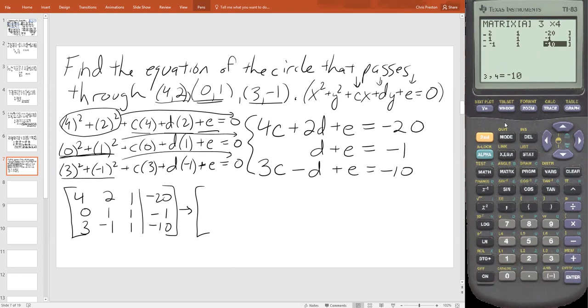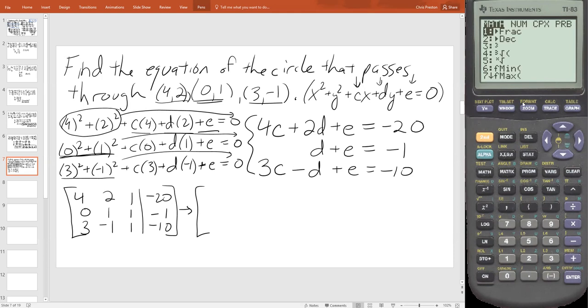And once you get that all put in there, again, second, quit, always go back to your normal screen, and then second, x to the -1 to get the matrix. Go to math, up to reduced row echelon form, second, x to the -1, second matrix. Under names, make your selection, close it. Again, maybe you might get fractions, maybe you're not.